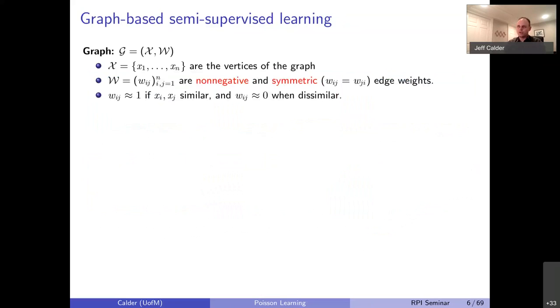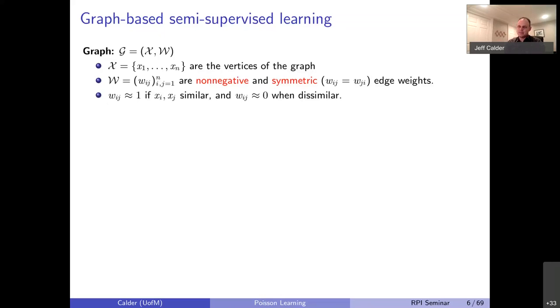So we'll talk about semi-supervised learning. Here, one natural and very commonly used way to encode the structure of the unlabeled data is to build a graph over your data. A graph has vertices and edge weights. We have n vertices x1 through xn, that's script X, and the script W are the edge weights, which are non-negative and symmetric. The idea is that the weights should be large, say order one, if xi and xj are similar, and they should be close to zero if the data points are not similar.